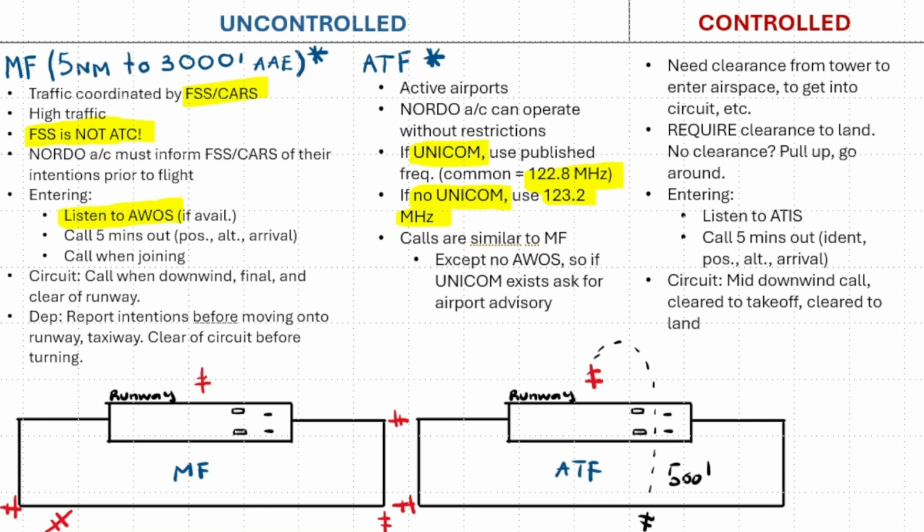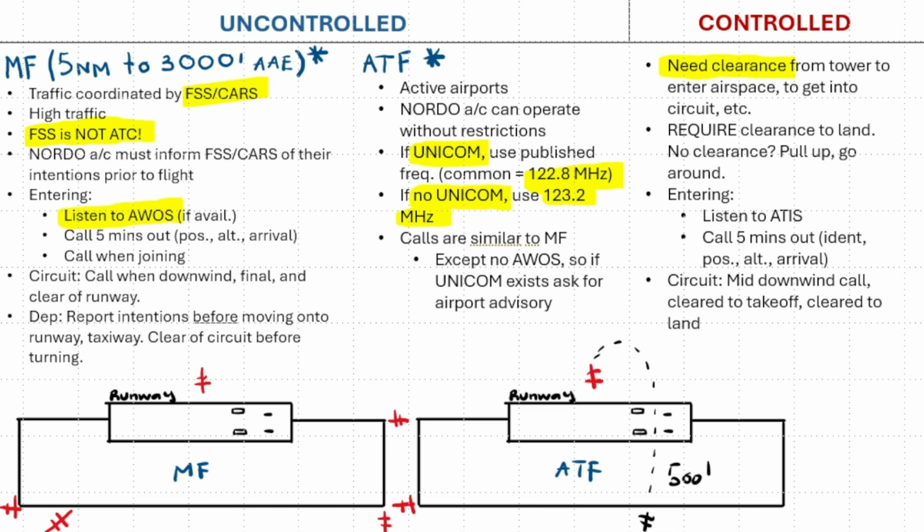Finally, let's compare those to a controlled airport. At a controlled airport, your dimensions are going to be specified on the CFS, so you can find those there. But the biggest difference here is that traffic is managed by air traffic control, also known as ATC. Here, you must communicate with tower, and you need to receive a clearance to enter the airspace, circuit, taxi, takeoff, land, or cross a runway. You name it, you need clearance.